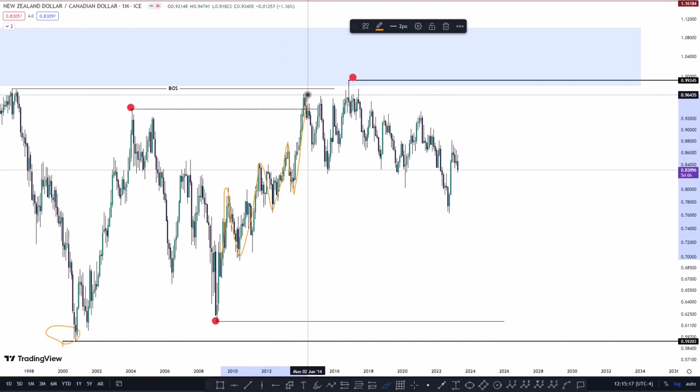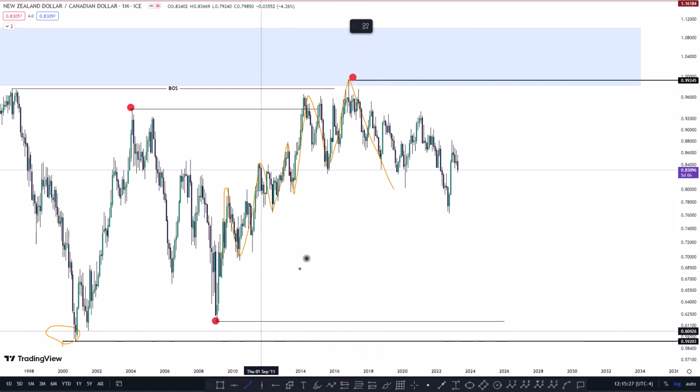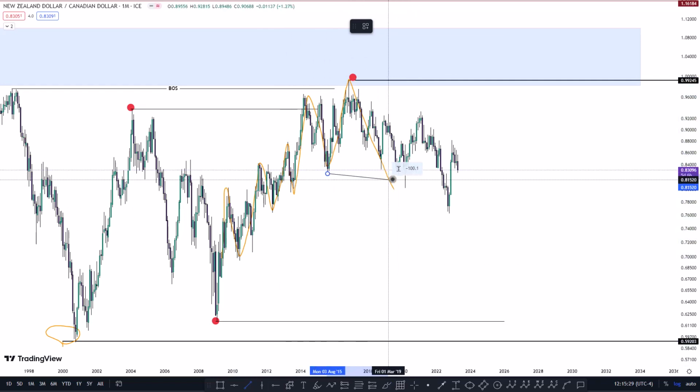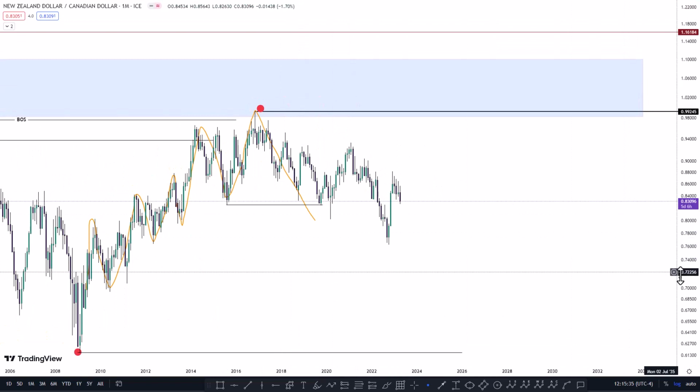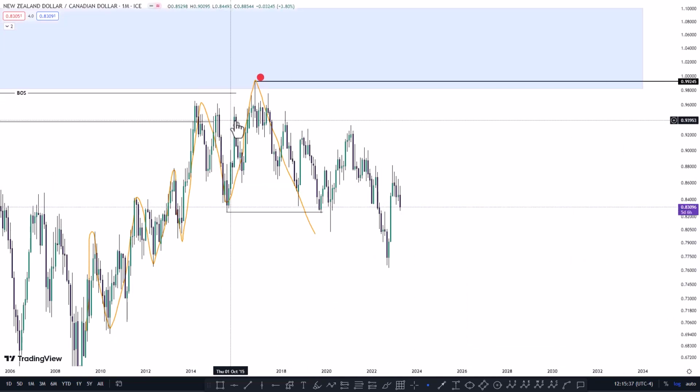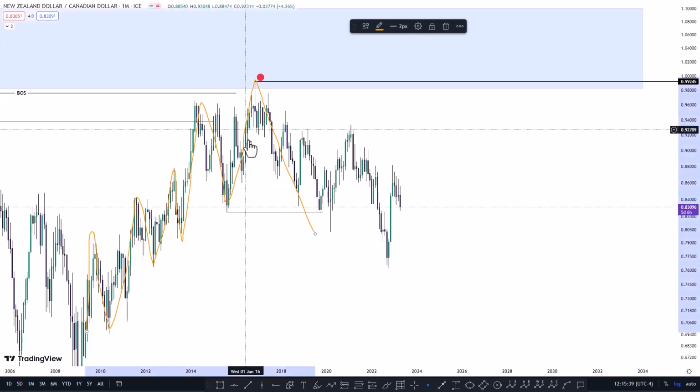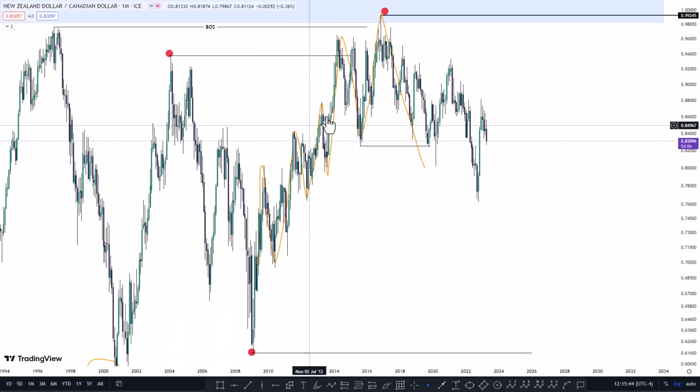We have a high right here, a low right here, and another high. So what have we got? We've got a break. This is a minor break of structure. This is a minor break of structure. This is a minor break of structure. So after this minor break of structure, what have we got? We've got a bearish range.